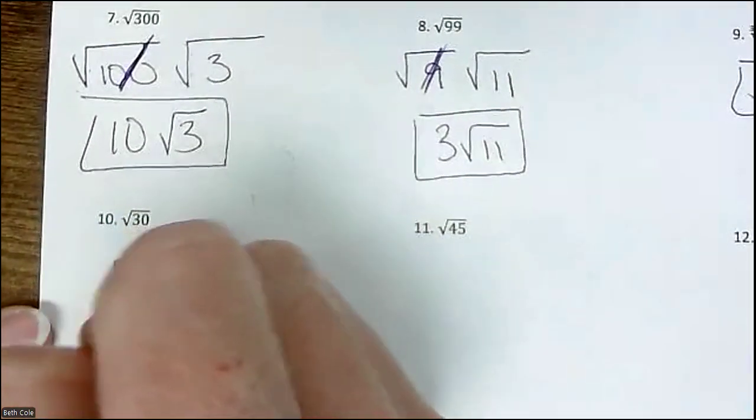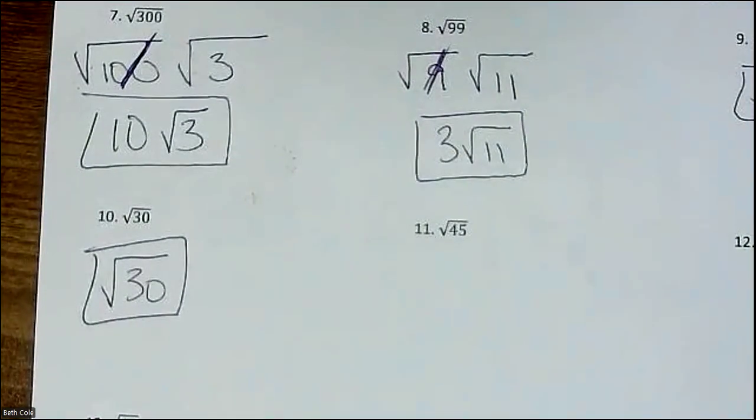Guess what that means your answer is? Square root of 30. It means you can't do the problem. It's an undoable problem, and so you just leave it alone.